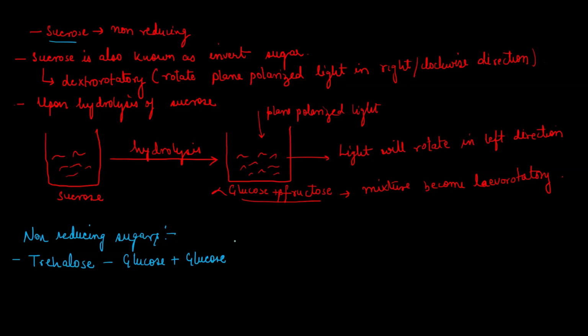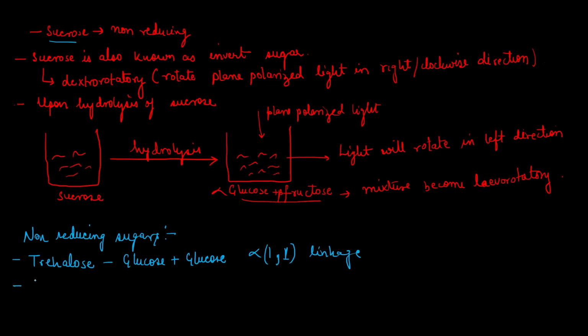So what is the difference? The difference is in their linkage. In the case of maltose, the linkage was alpha 1,4, between the first and fourth carbon. While in the case of trehalose, it is alpha 1,1 linkage. So imagine the first carbon of one glucose and the first carbon of another glucose. And we know that in glucose, the first carbon is the carbonyl carbon. So both the carbonyl carbons are involved in bond formation. Hence, trehalose becomes non-reducing.